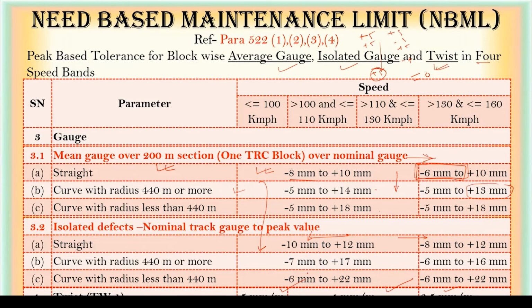Then twist के लिए 3 स्पीड बैंड दिए गए हैं, up to 100, then up to 130 and up to 160. 5 mm per millimeter, 4 mm per millimeter and 3.5 mm per millimeter. These are the values.